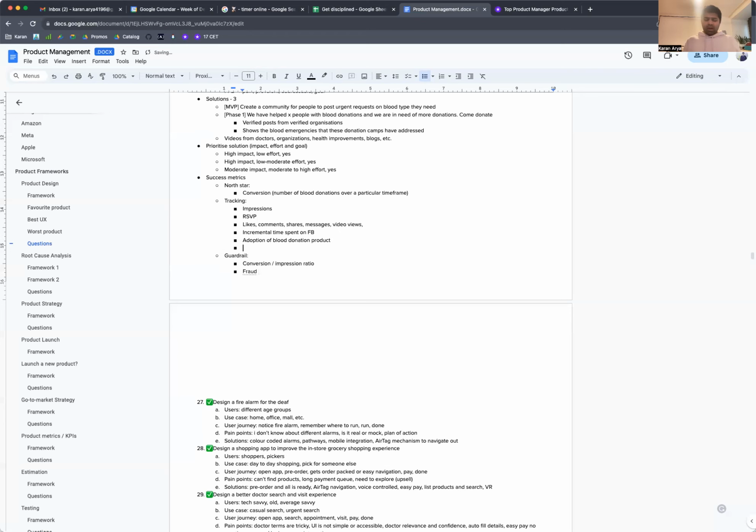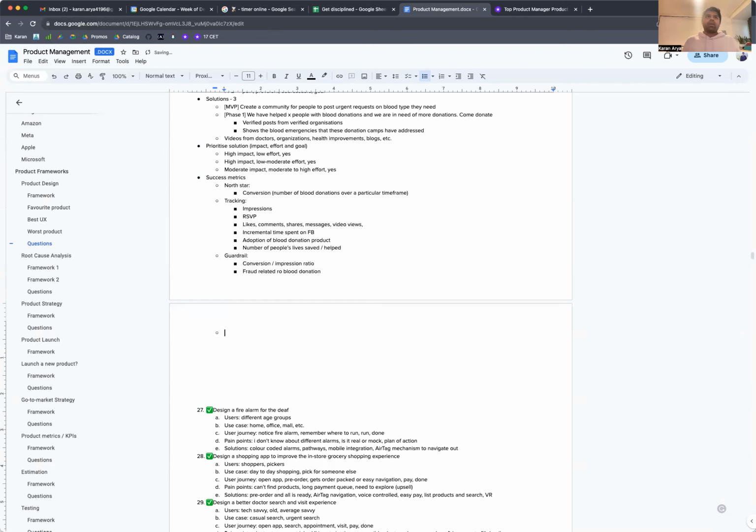I would also, in the tracking metric, ensure that the number of people lives saved, or people helped in general is also tracked, because this is pretty crucial. Donations are important, but then again, number of people helped or people's lives saved is also pretty important. Any fraud related to blood donation is also something that we could look at from a guardrail metric.